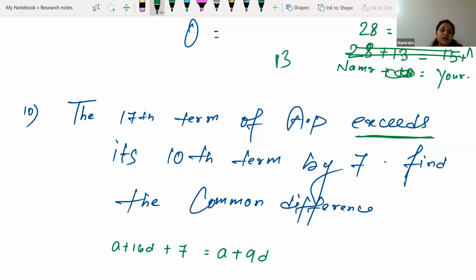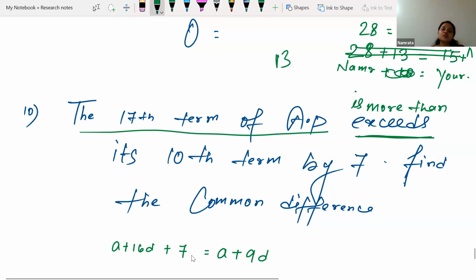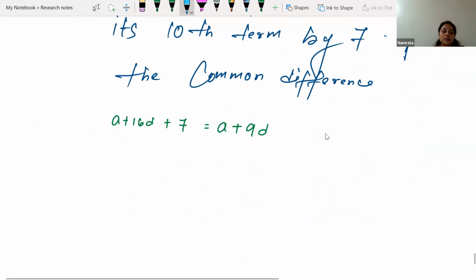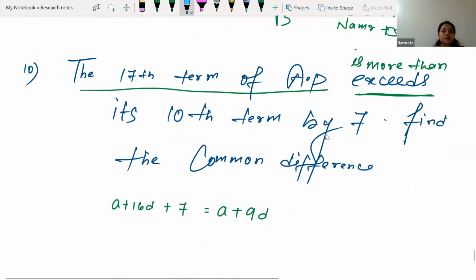So here it says that the 17th term of the AP exceeds, exceed means is more than. So the 17th term is already more than. If you add 7 to it, you are making it even larger. Yes or no? That means this equality sign is meaningless. Equality means both sides have to be the same, right? That's how we make the equation.